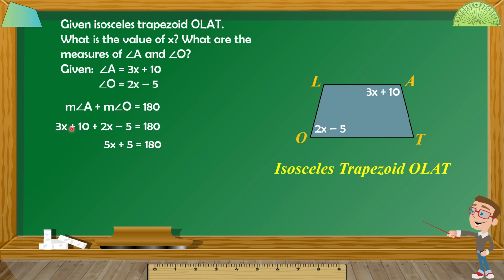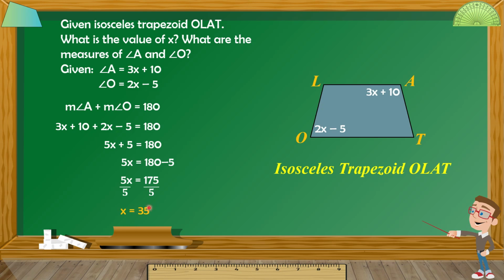Combine like terms, 3x plus 2x, that is 5x, and 10 minus 5, that is 5. And then transpose ko si 5 sa right side, that is 180 minus 5. 180 minus 5, that's 175. And to isolate x sa left side, you will divide both sides of the equation by 5. So, makakancel na ito. So, 175 divided by 5, that is 35. So, therefore, yung value ng x natin dito ay 35.